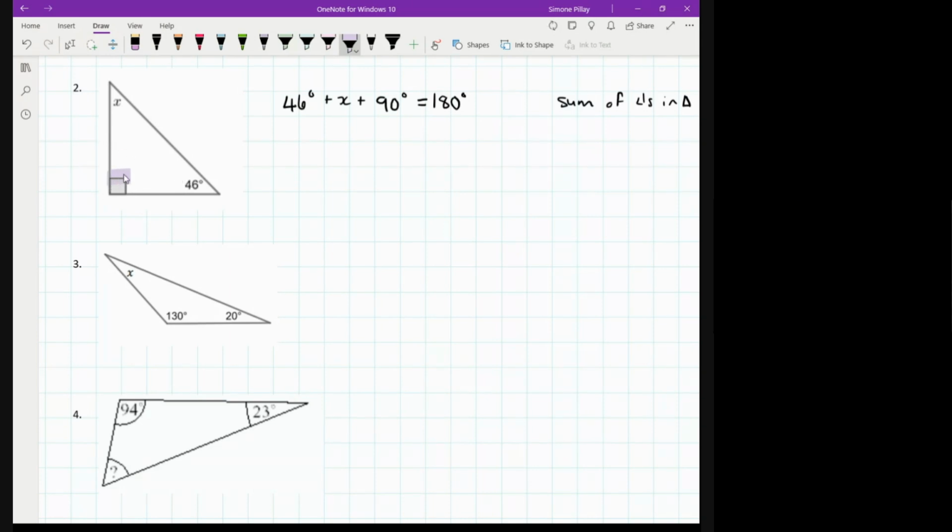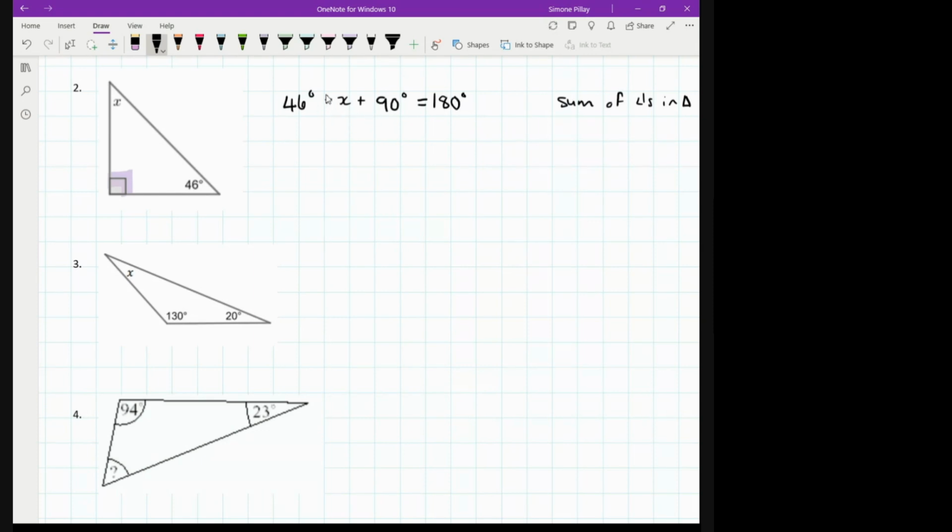All you needed to tell me is that this little box here is the symbol for a 90-degree angle, or a right angle. So that's how we knew that this was 90, because this is a right angle and we know right angles are 90 degrees. Cool. So now that we have this, what do we do next?